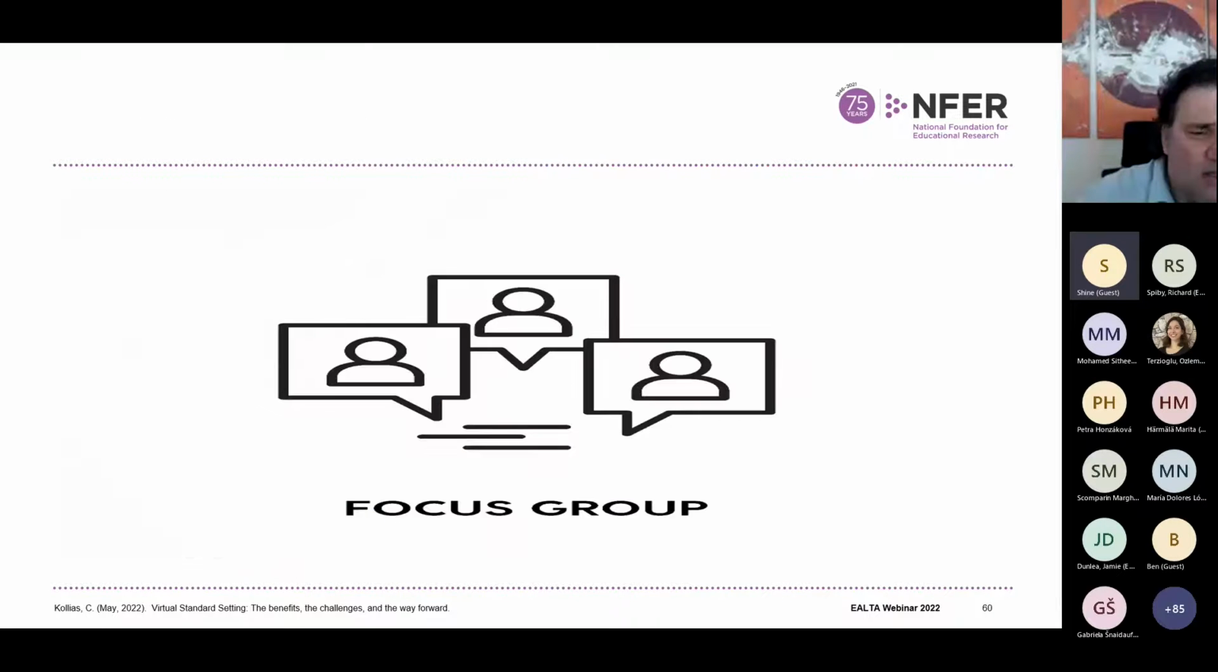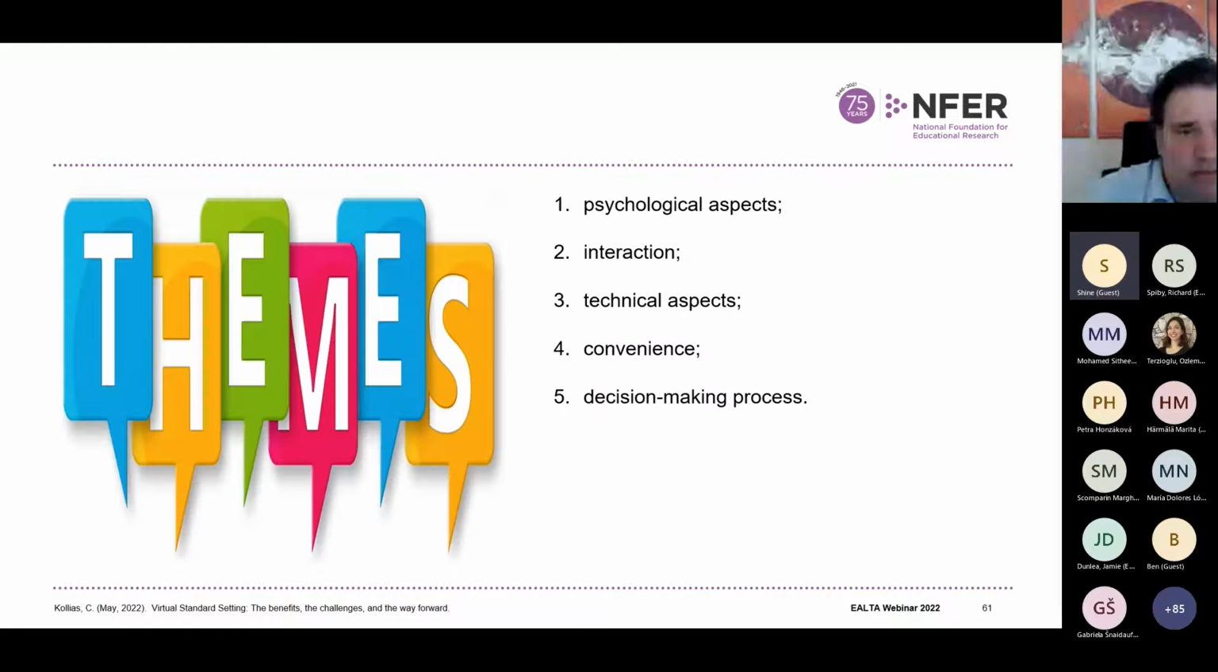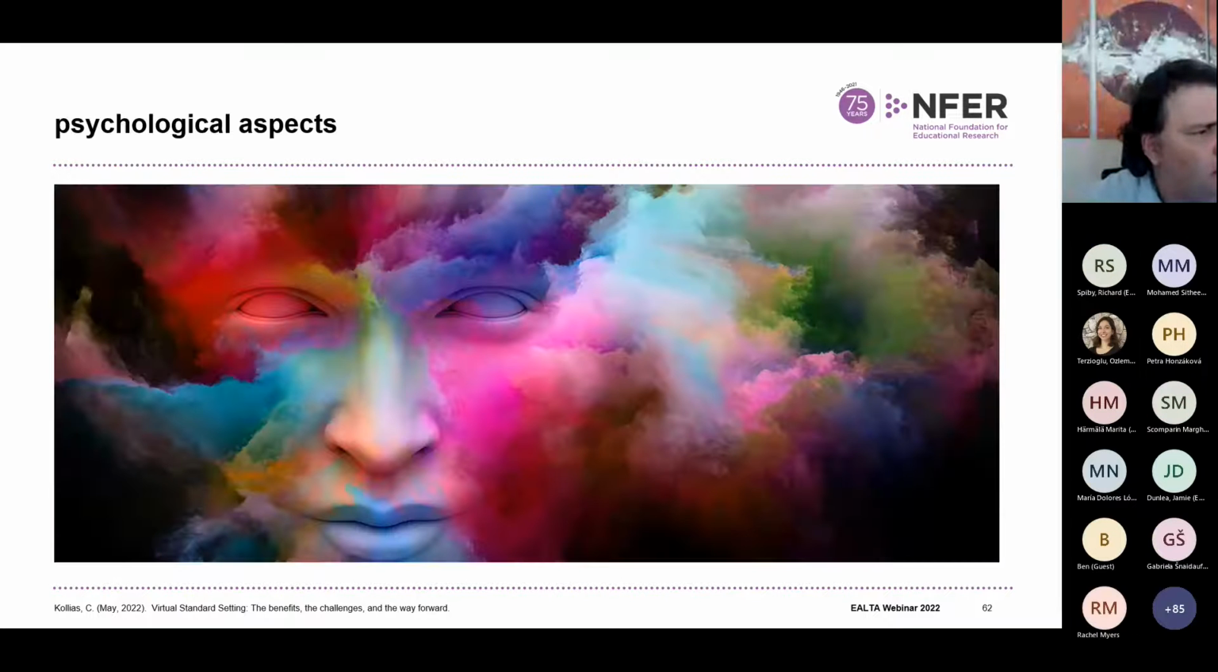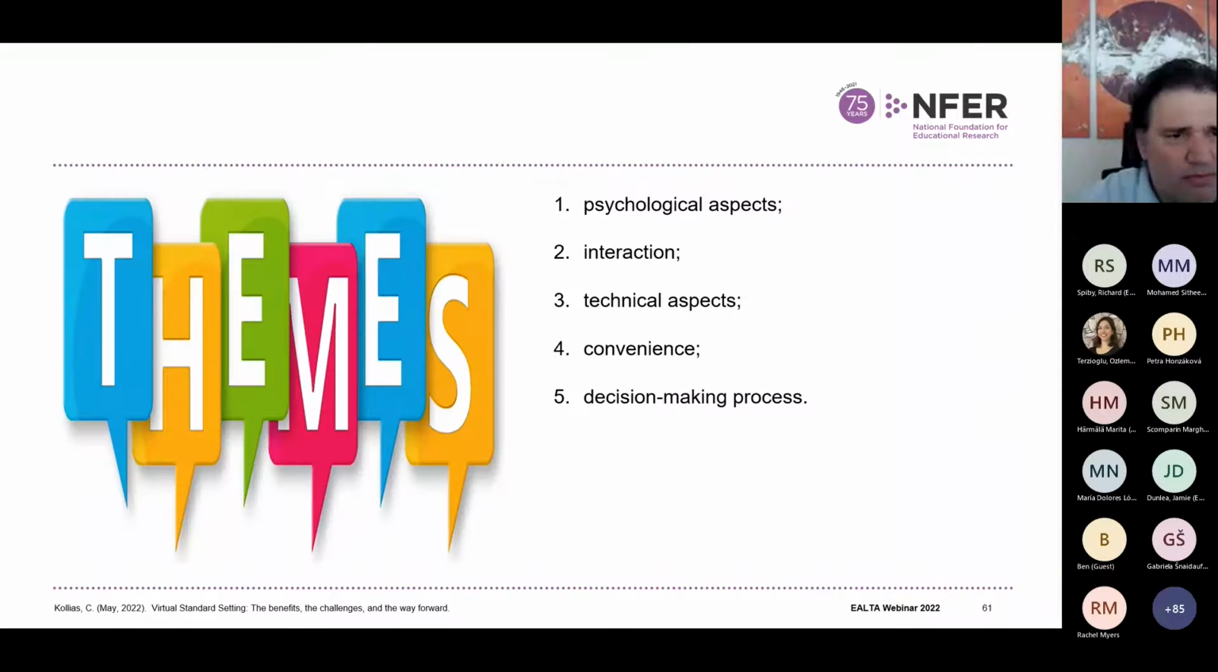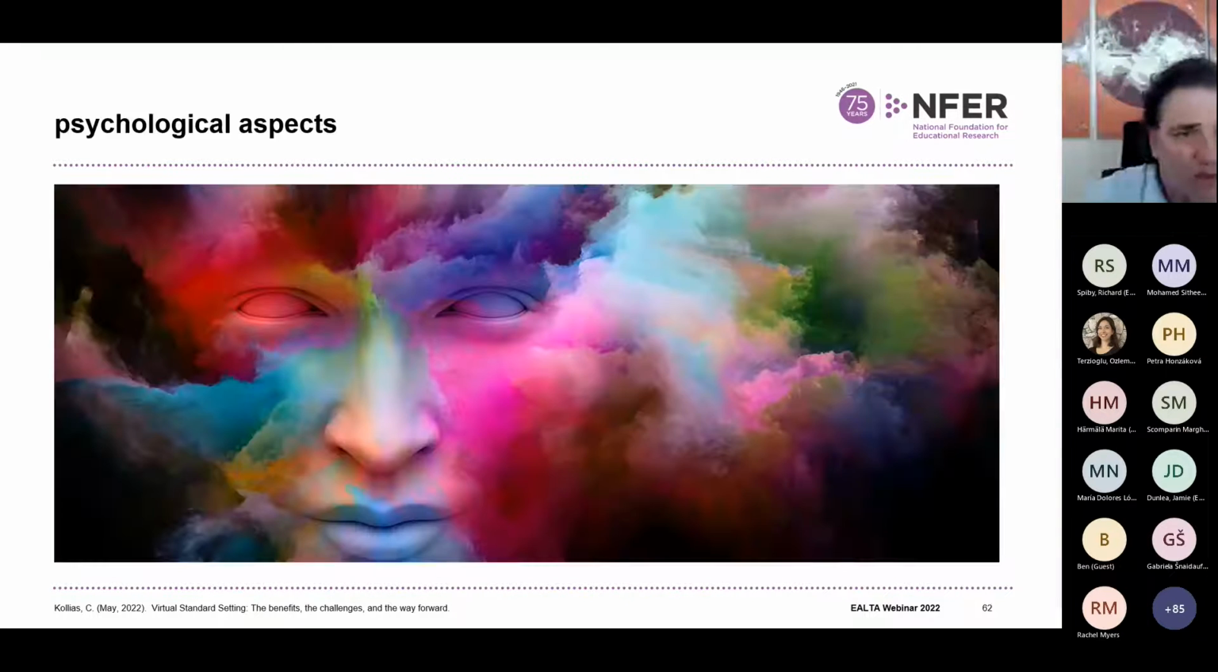Next thing, the focus group. Okay, so there's something wrong here. Oh no, I've already discussed that. I analyzed it through constant comparative. And I got 5 themes: psychological aspects, interaction, technical aspects, convenience, and decision-making process. Now, I'm briefly going to go over these because I did explain them in 2018.